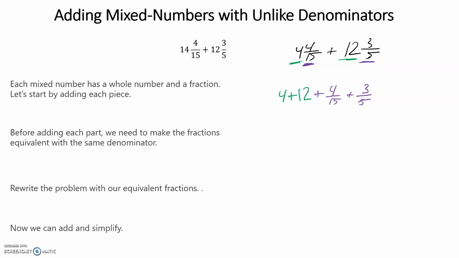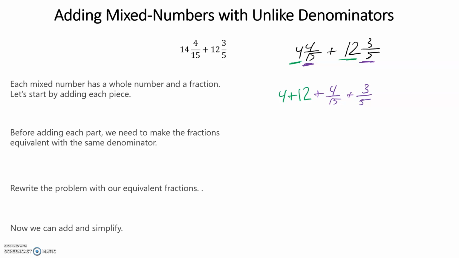All right, so now I have my equation written out, but I can't add these fractions right now because the denominators are different. There's a couple things you can do. You can add 4 plus 12 already and then figure out the fractions, but I'm just going to say hold off before you do anything. Let's take care of these two fractions right here. Let's get them with the same denominator.